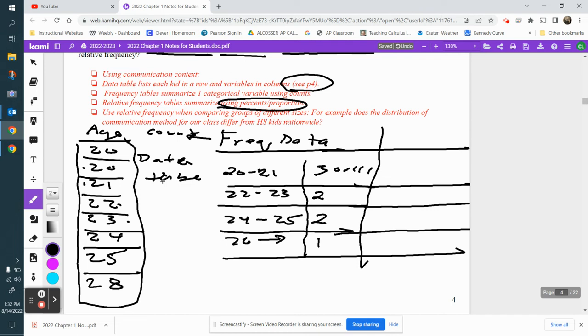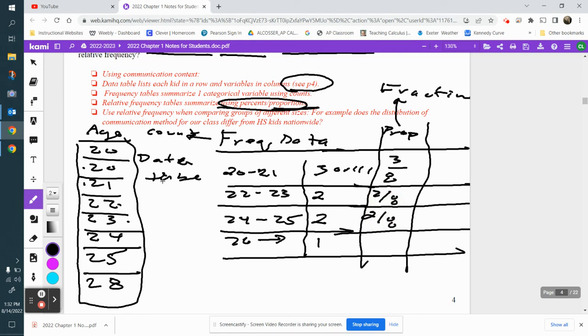We're going to write the proportion. So this is a proportion for those of you. I'm dealing with this word right here, proportion. And that proportion is a fraction. A proportion means fraction. Okay. So it's just a fraction. And so it is 3 out of 8 as a total. And it's 2 out of 8, which is a total. 2 out of a total of 8. 1 out of 8. Okay.